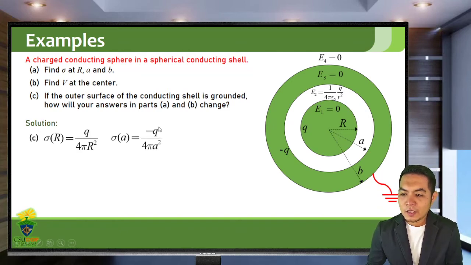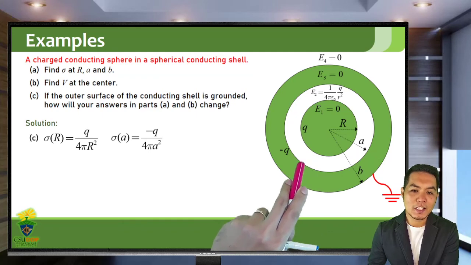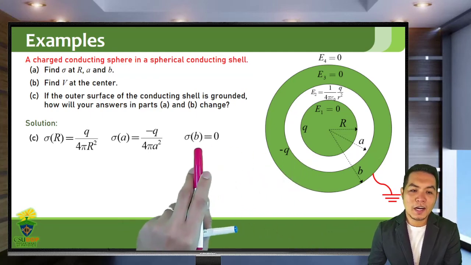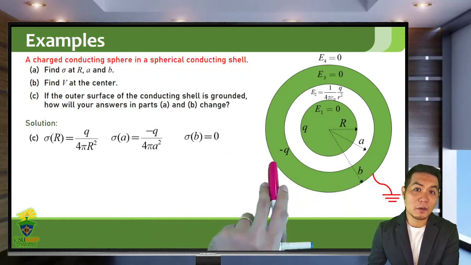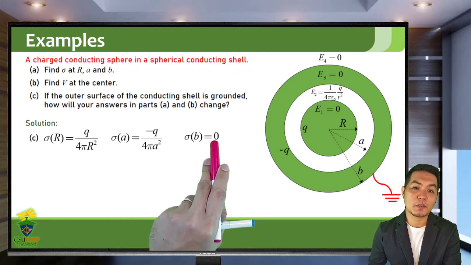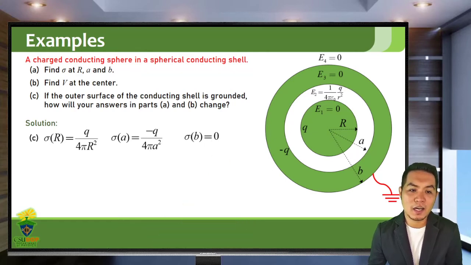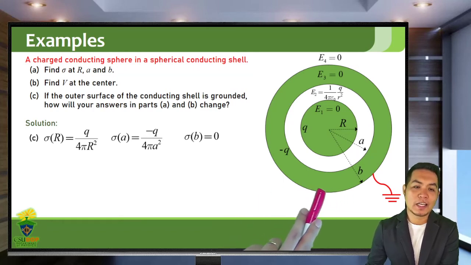So the charge densities at the surface of the conducting sphere and at r equal to a will still be the same, but for r equal to b, since there's no more charge distribution here because you already grounded it, there will be no charge distribution sigma at r equal to b, at points on the outer surface of your conducting shell.